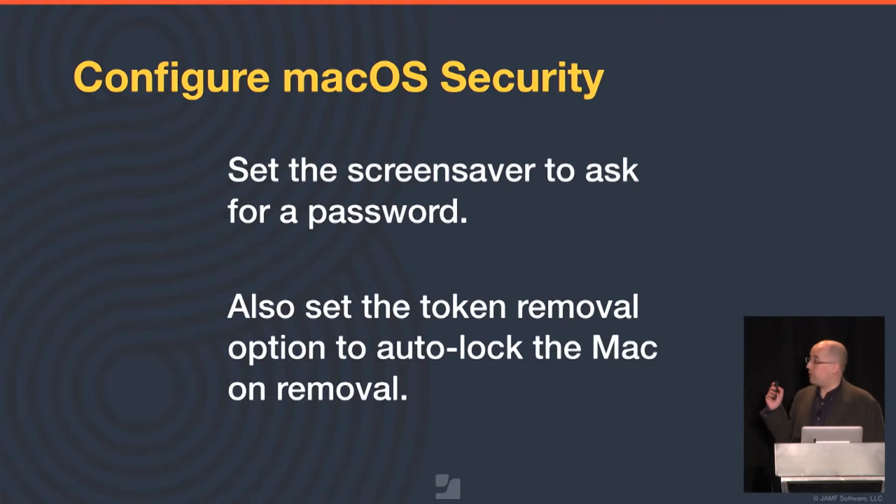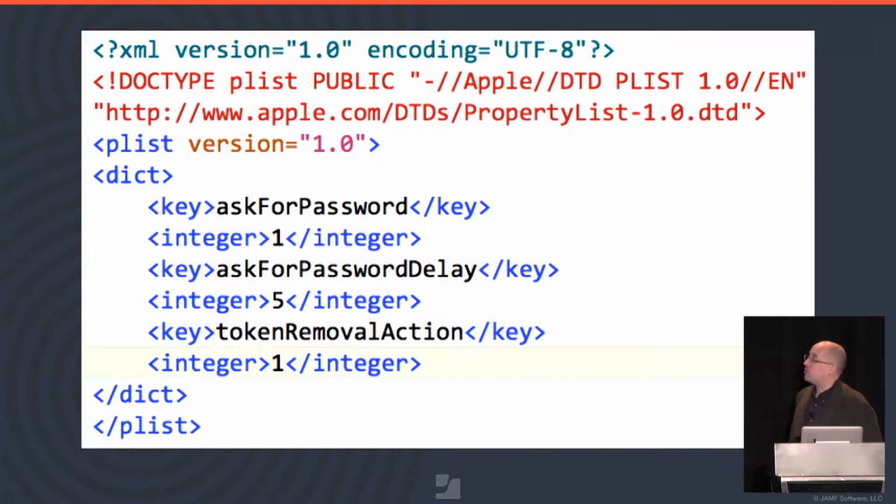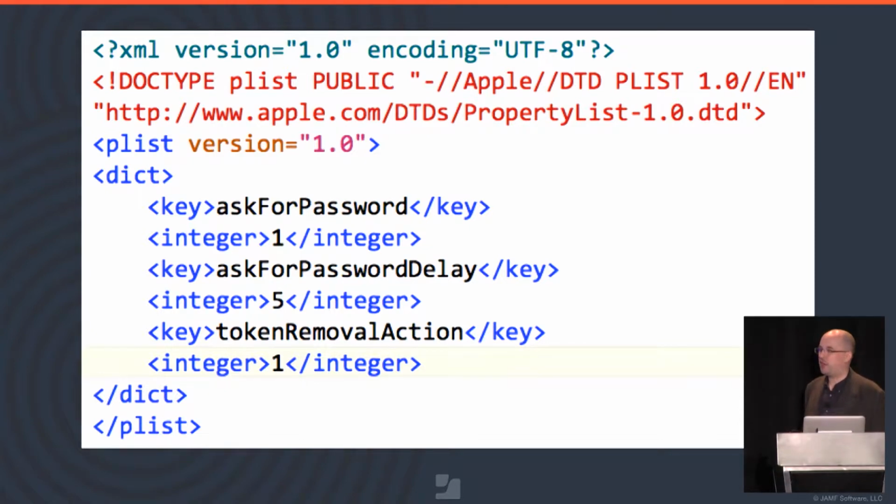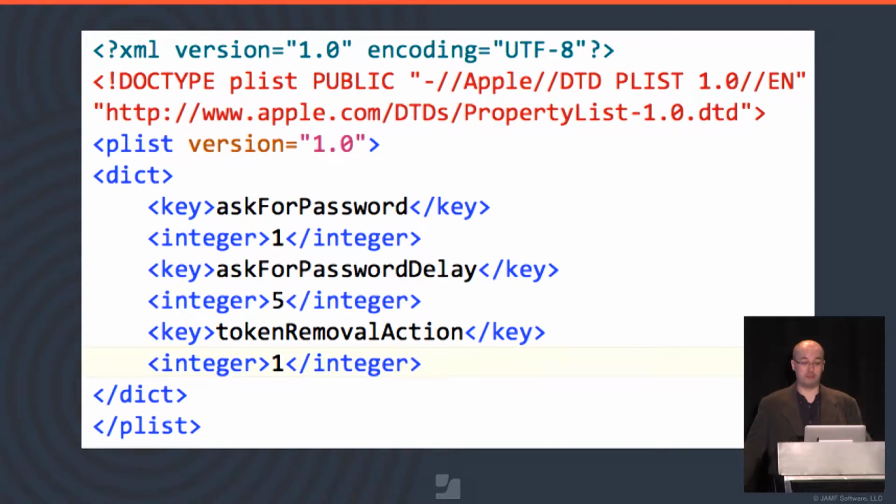And what I'll do now is if you're generating a configuration profile, that would be the ideal contents of your configuration profile. So ask for password is set to 1, meaning it's on. Ask for password delay we'll get to in just a bit. And the token removal action is also set to 1. Now, why have I got ask for password delay set to 5? Because that means 5 seconds. And the simple answer is, even in 10.13, there was a bug in macOS where if you set it to 0, it doesn't work. So I set it to 5 seconds, and it does work. And that's just mimicking the options that are already available in the GUI.